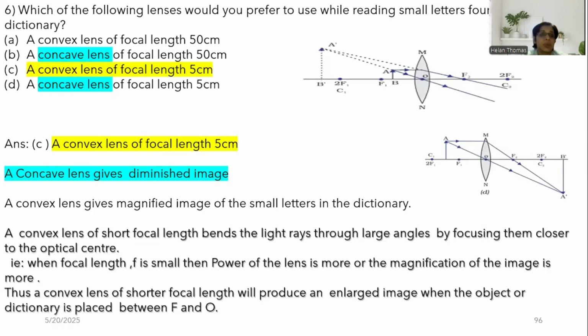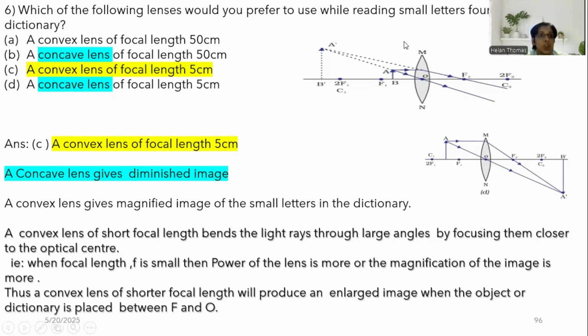Okay. And now the sixth question: which of the following lenses would you prefer to use while reading small letters found in a dictionary? See, in the dictionary you have small letters. You want to have an enlarged image. So which lenses will give you an enlarged image? A concave lens will definitely give you only a diminished image. So you can use only a convex lens.